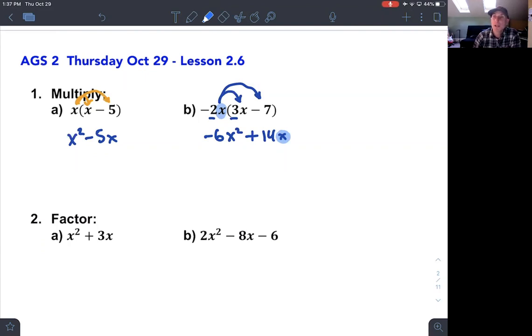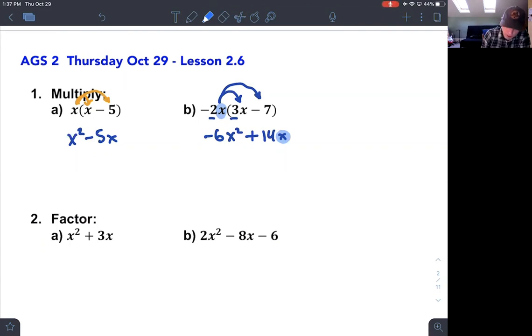Okay, factor, new word maybe. I don't know, maybe you've heard it before. It is basically like problem 1 going backwards. We're going to undistribute, or pull out a common factor.